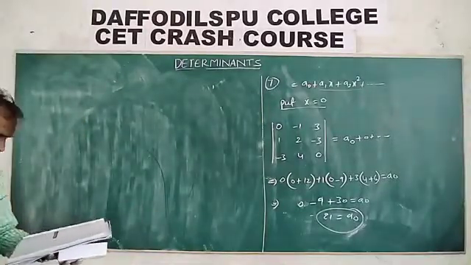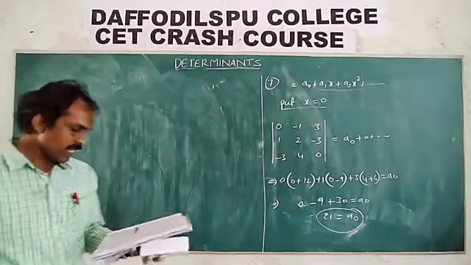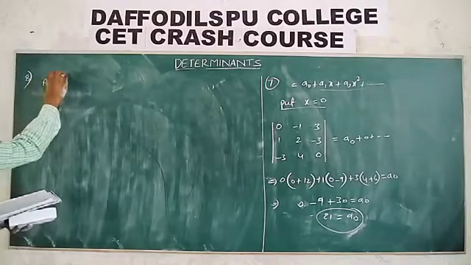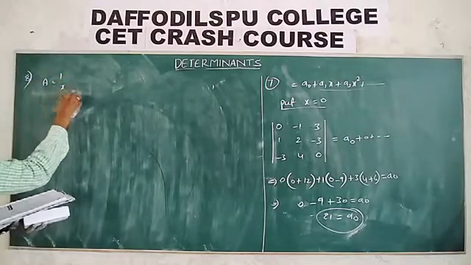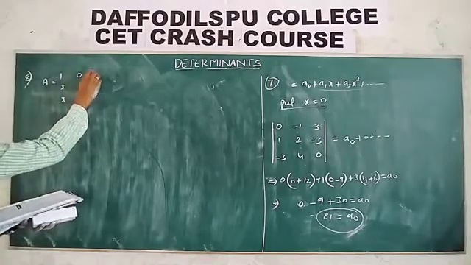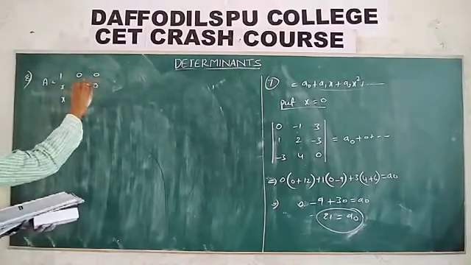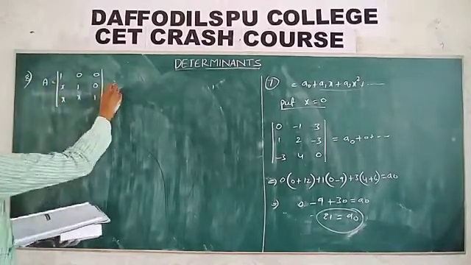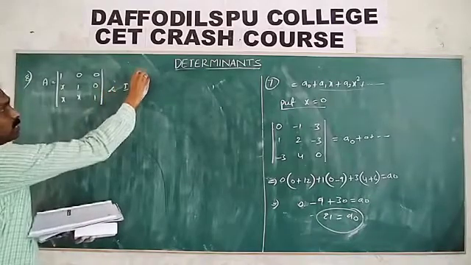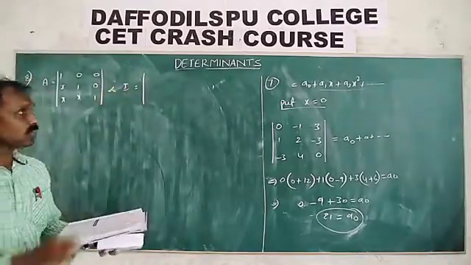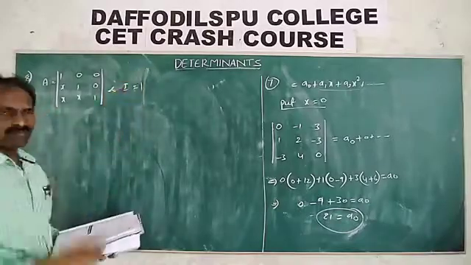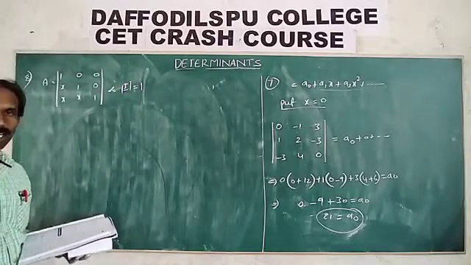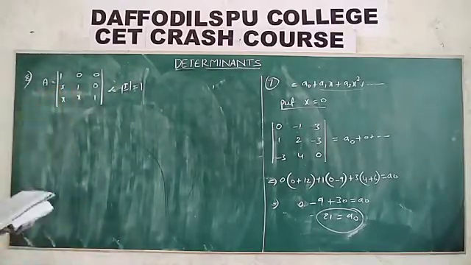Next, right, A question. A is equal to 1, x, 0, 0, 1, 0, x, 1. Identity matrix given, and determinant of identity matrix gets value is equal to 1. Clear this? Det of I is equal to 1. Any order, either 2 by 2, 3 by 3. Okay, this is the triangular matrix.